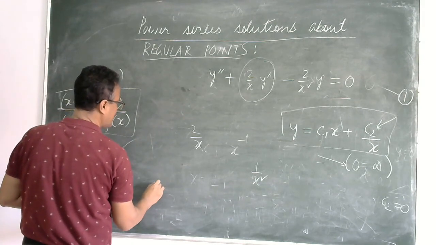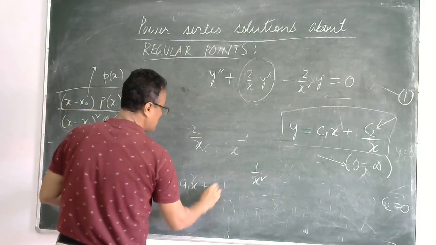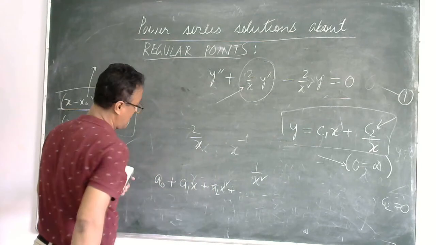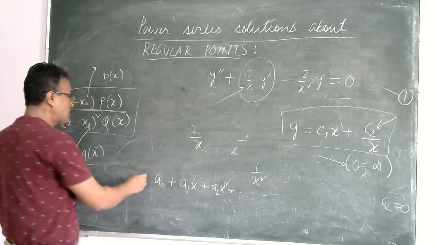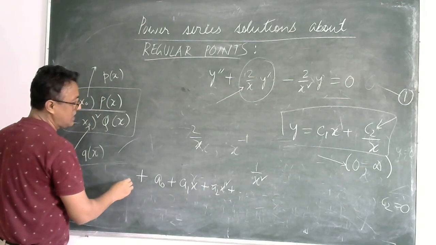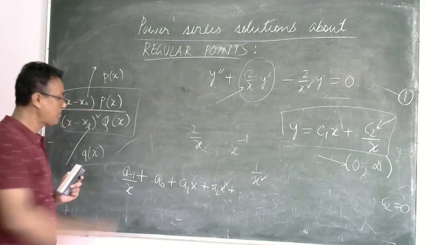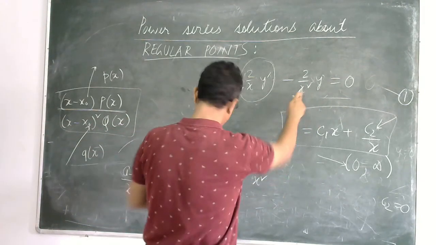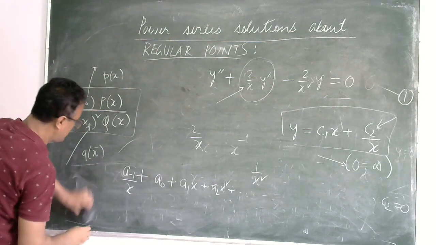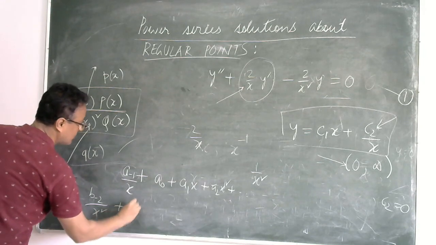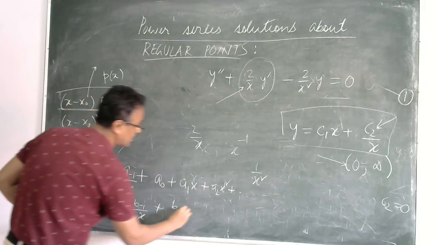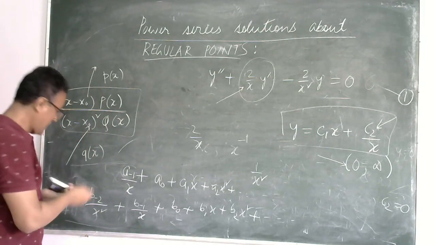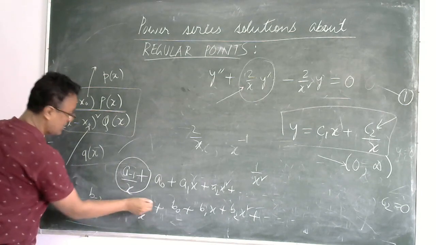Normally your series is what? Like say, a naught plus a1 x plus a2 x squared, dot, dot, dot. But for this particular term, if I want to have a series, that series has the possibility of having some negative powers, so m is just a constant, just a suffix. Similarly for this one, it has the possibility of something like this. So at most, the troublemakers for us are this one and this one.